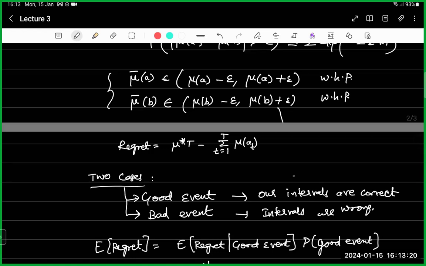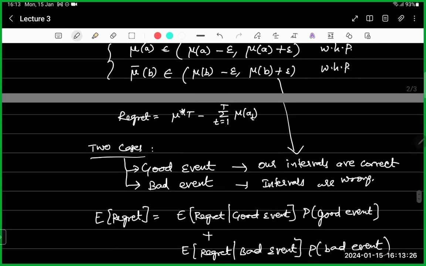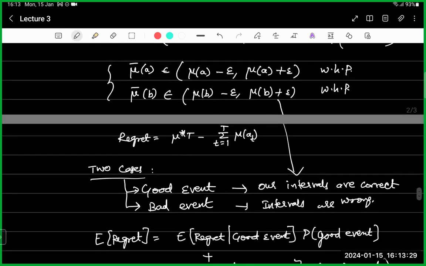These are the intervals I mean. Yeah, at least one of the arms has the wrong interval. That's what I mean. Bad event means at least one interval is wrong. Okay. Everyone is fine till now.